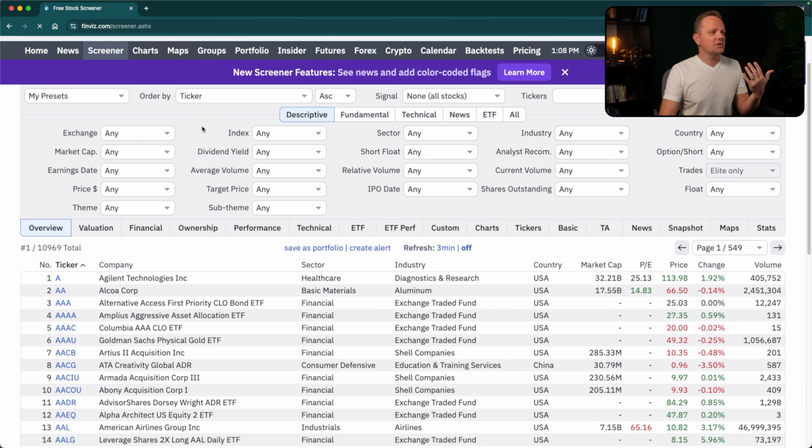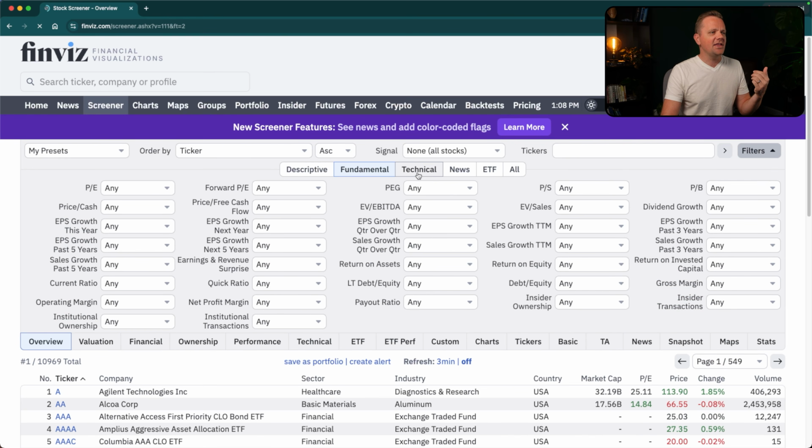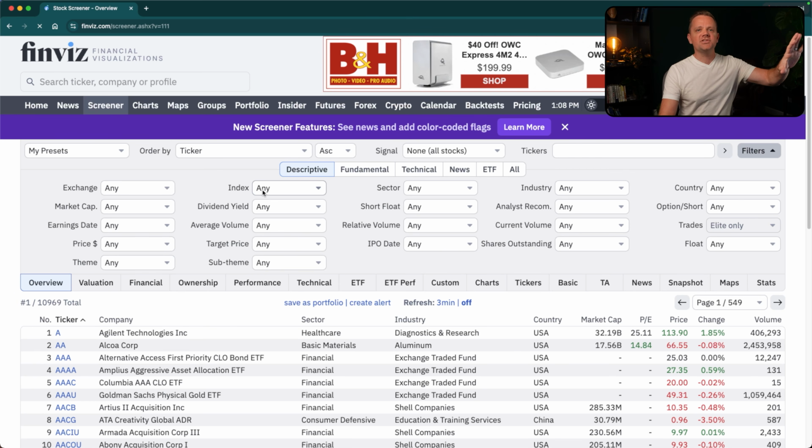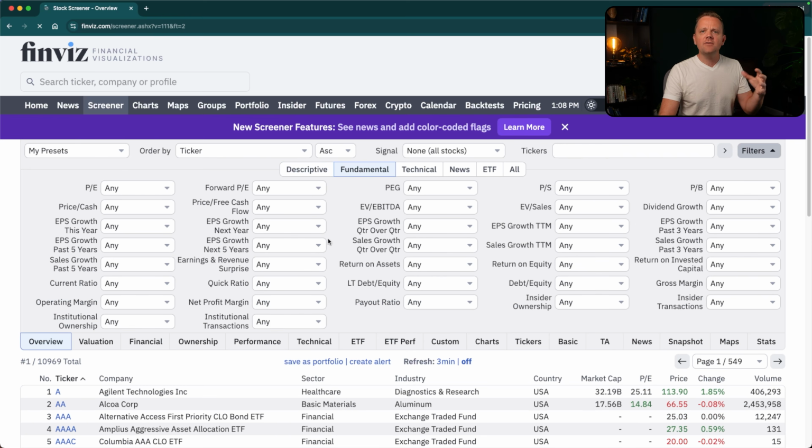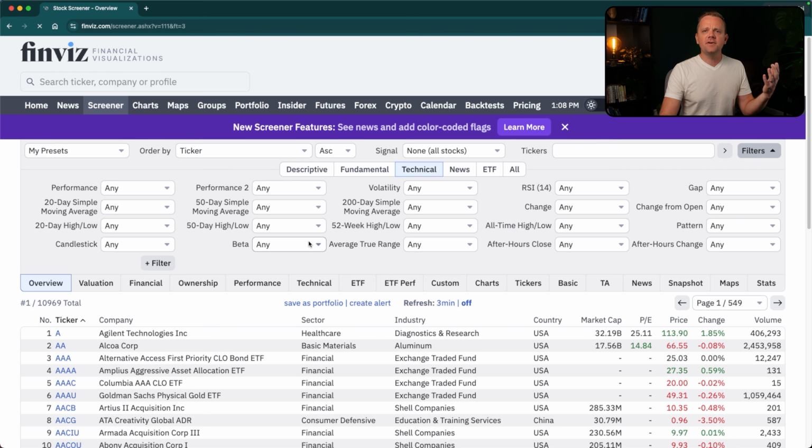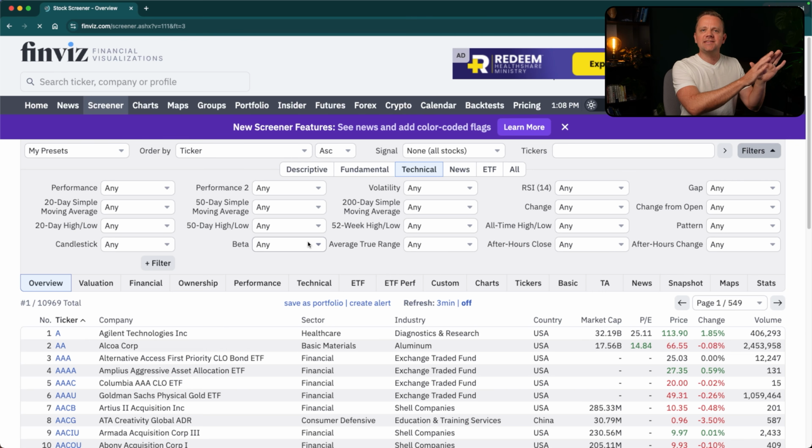So inside the screener, there are 3 main tabs. You have descriptive, you have fundamental, and you have technical. Now, descriptive here covers the basics, things like market cap, price, volume, and what sector the stock is in. Now, fundamental covers financial data like PE ratios and earnings growth. And technical over here, this is where you're going to filter by price action, moving averages, and chart patterns. So we're going to be working primarily in the descriptive and technical today. So let's build our first screener.